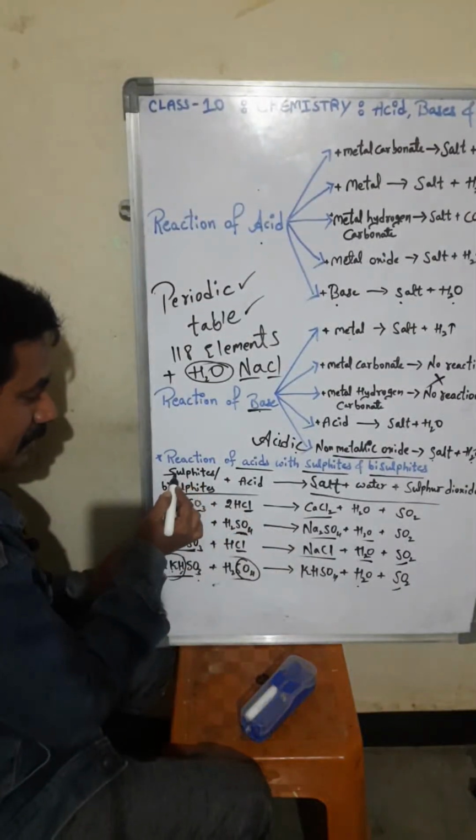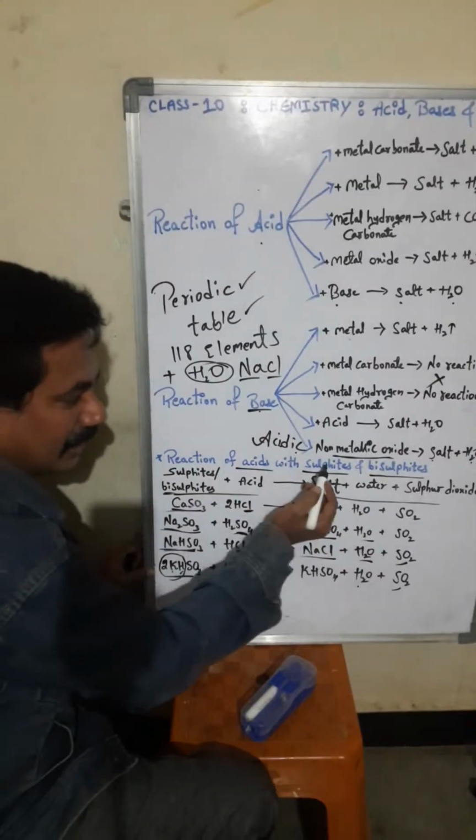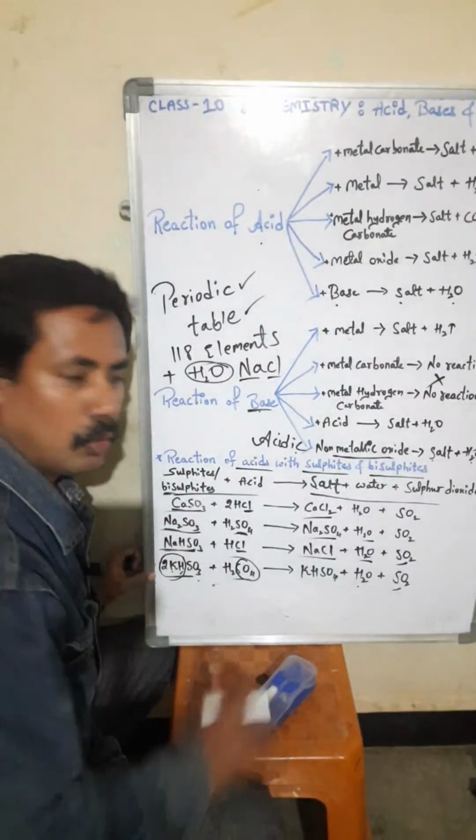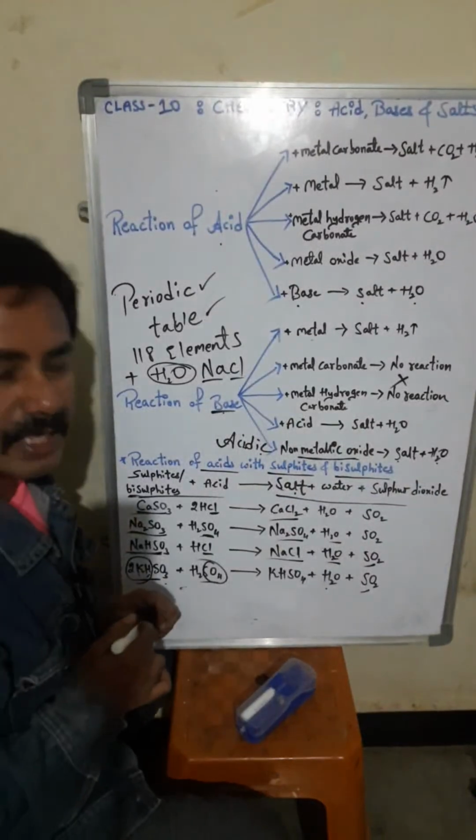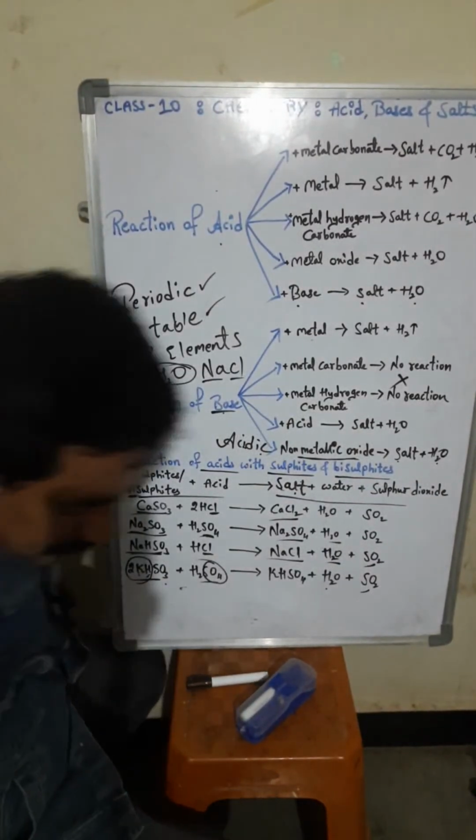So when acids react with sulfides and bisulfides, what will be the result? Salt plus water plus sulfur dioxide. Are you getting, students? Fine.